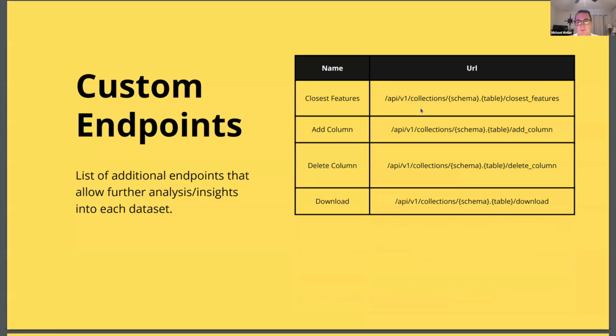And then also giving people not just the ability to update and delete the data, but also potentially to add or delete columns within their database as well. And then find things like the closest X amount of features, and then the capability to download that data if need be.